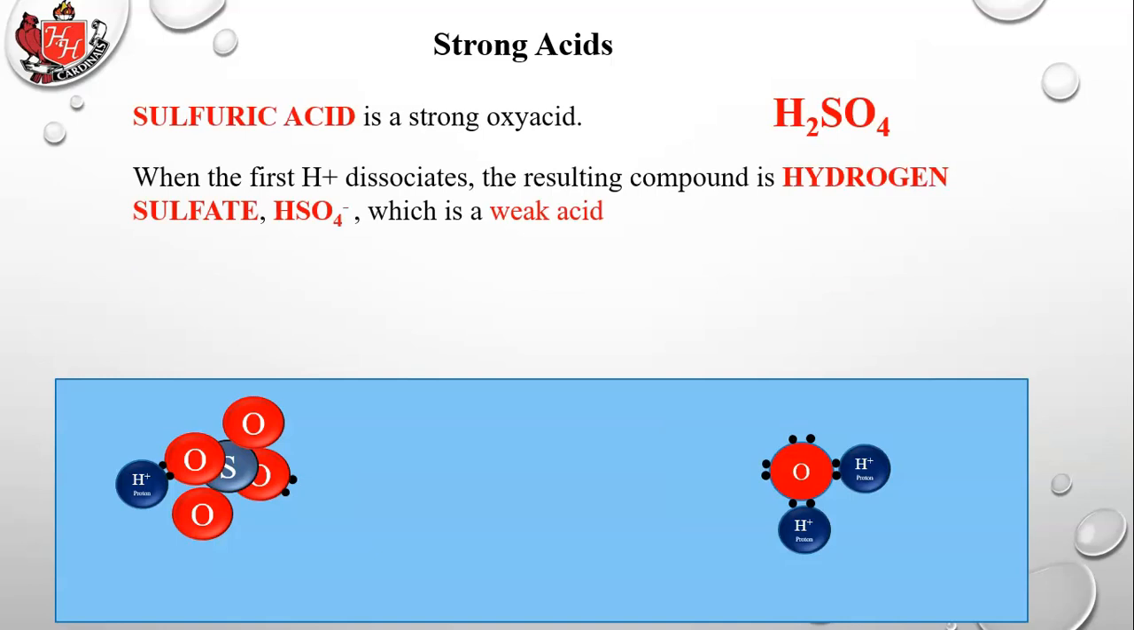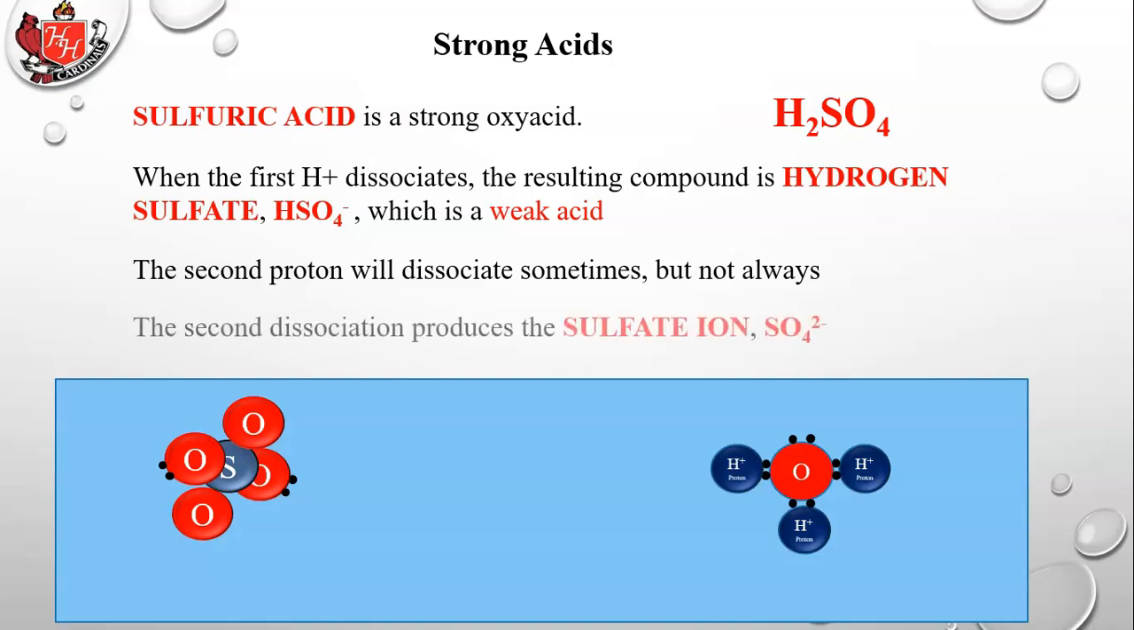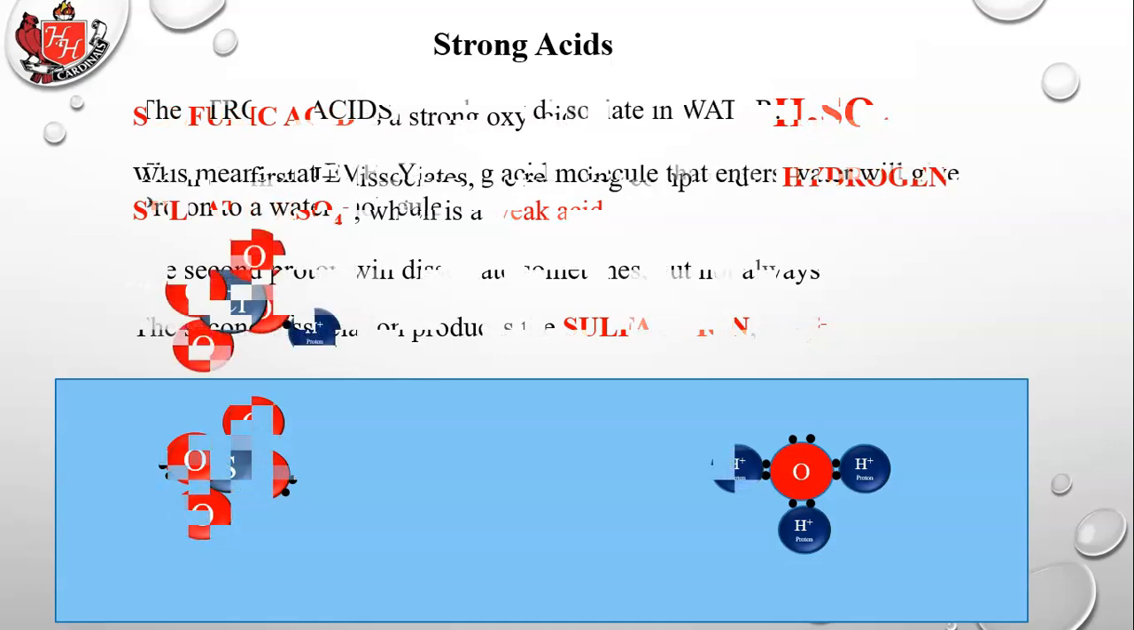When the first H+ dissociates, the resulting compound is hydrogen sulfate, HSO4-, which is a weak acid. The second proton will dissociate sometimes, but not always. That's the definition of a weak acid. It doesn't always, 100% of the time, dissociate. The second dissociation produces the sulfate ion SO4 2-. So we saw that on the 60 common ions. What's sulfate? It's SO4 2-. That's how it's formed. It's formed by dissociating acids.